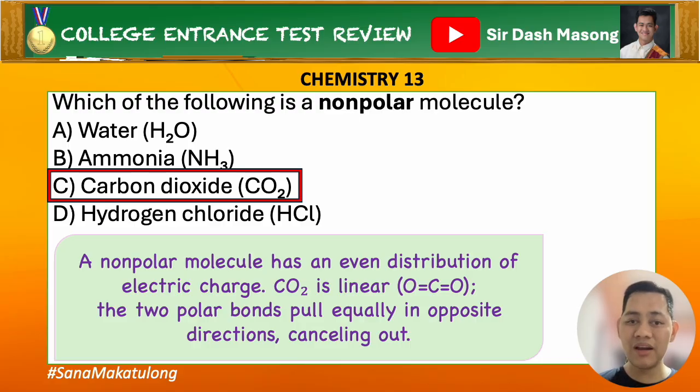So, very polar itong water. Yung ammonia naman, NH3, it's a pyramid shape. Yung nitrogen, it pulls electrons, leaving hydrogen ends slightly positive. So, polar din siya. And then yung hydrogen chloride, HCl, it's a diatomic molecule with chlorine being more electronegative. So, the bond is polar. Hence, yung hydrogen chloride is polar.